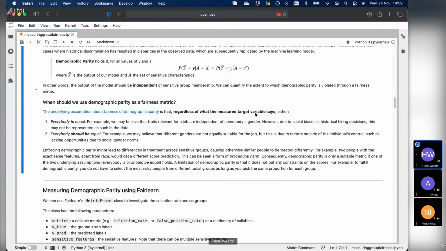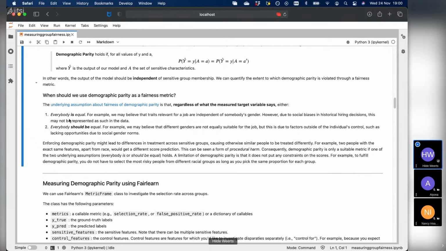Well, this is actually on purpose, because the underlying assumption of this fairness metric is that everybody is actually equal, even if we do not see it in the data. For example, we may believe that the trait of whether you are suitable for a particular job is independent of your gender. But it could be the case that due to social biases in historical hiring decisions, the hiring decisions do not adequately represent this. So basically we're saying we believe that the target variable is not an adequate measure of what we actually want to measure.